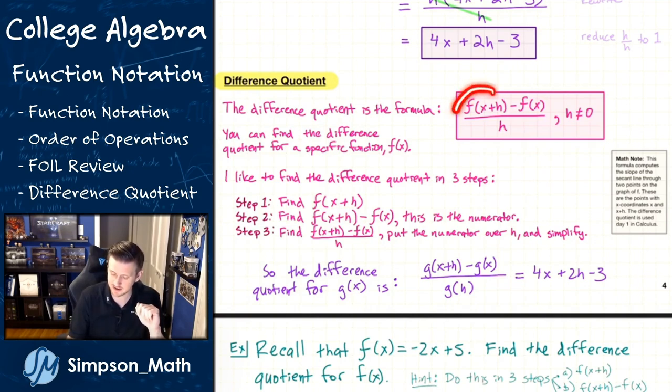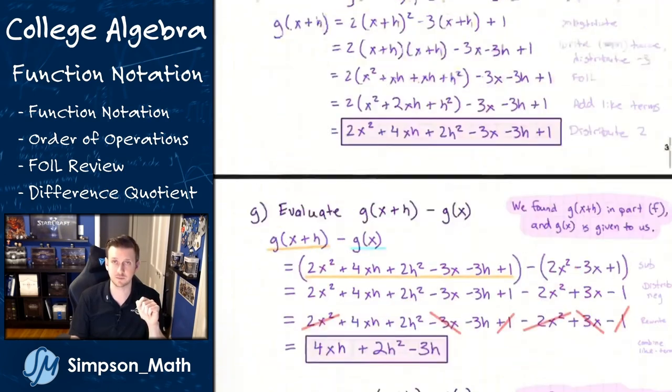So first, find this smallest chunk up top, find f of x plus h. Then, once you find that, subtract f of x. Then, take all that numerator and divide by h. So that's what we did up here.